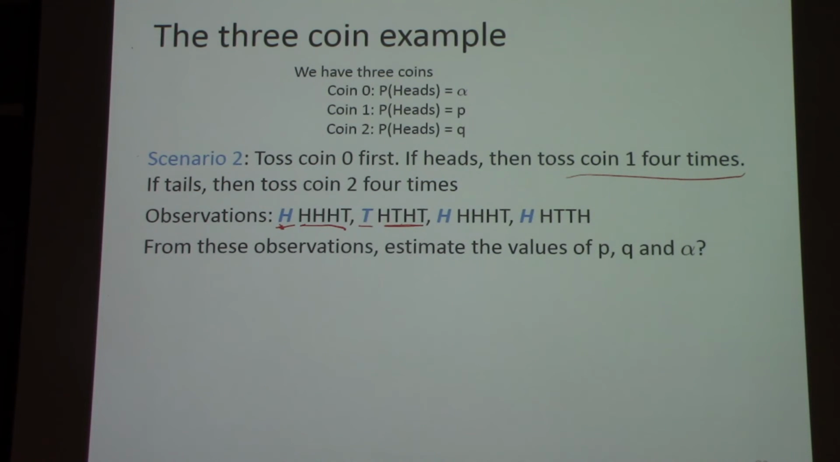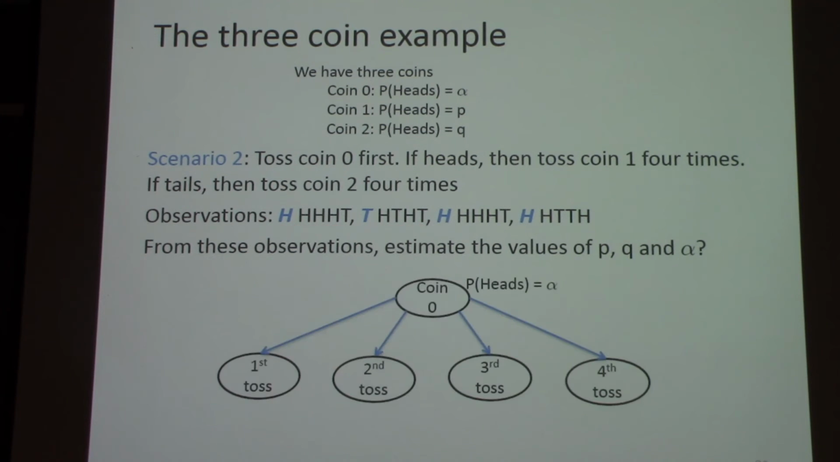Now, if I give you this observation, can you estimate the values of alpha, p and q? How? You just count? You just count. But just to make this slightly more complicated, I'm going to give you a generative story for this. The generative story is, first coin 0 is tossed.